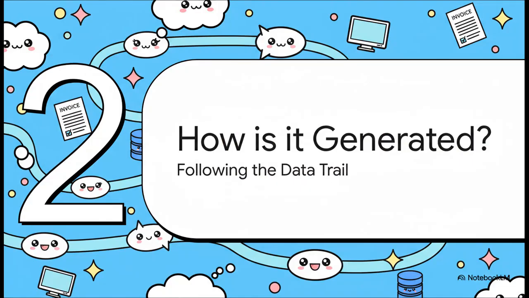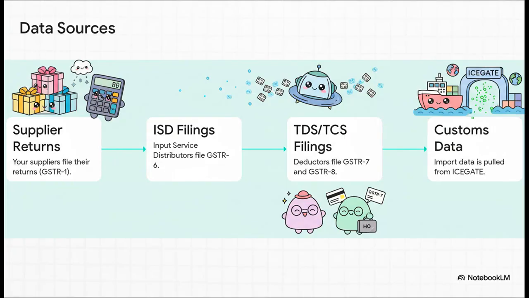Okay, so if you're not creating it, where does all this information come from? Let's jump into our next section and follow the data trail to see exactly how your GSTR-2A gets put together. So the data flows in from four main places. It all starts with your suppliers when they file their regular sales returns. Then you've got your ISD, which is basically when your head office splits up shared tax credits. After that comes TDS and TCS. And finally, data gets pulled in from customs for anything you've imported.